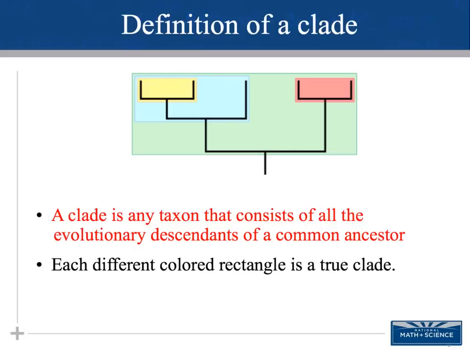So I'm going to mark those out. So this would be where your common ancestor is. Common ancestor. Common ancestor. Common ancestor. And realize that it's possible for one organism to be part of multiple clades, just depending on which common ancestor we're basing it off of.